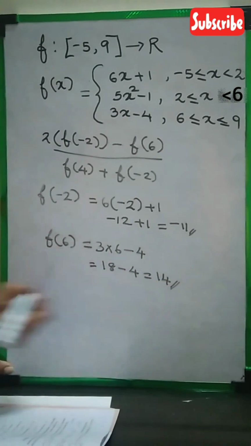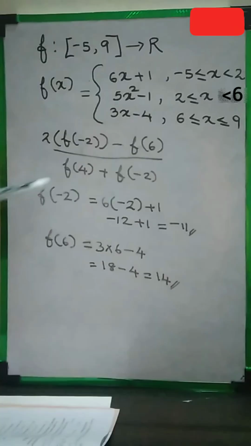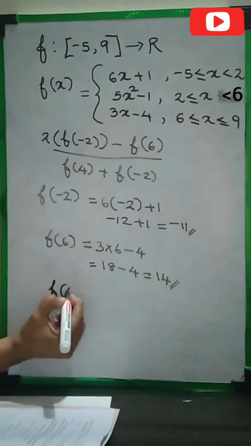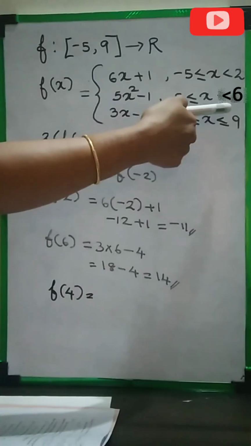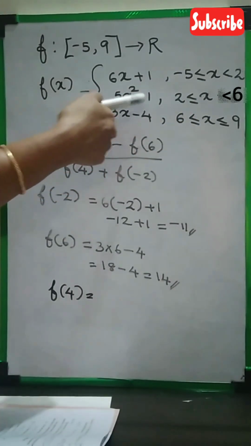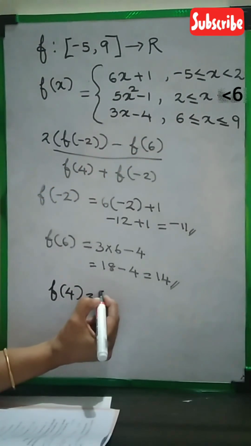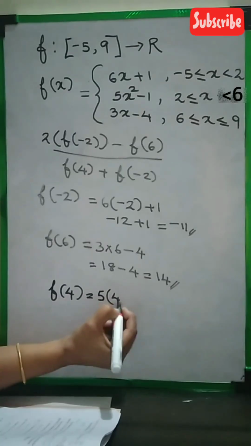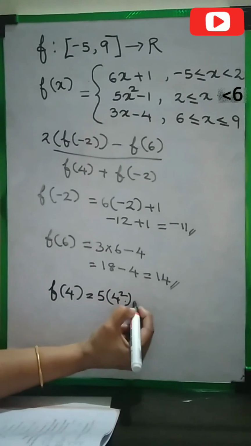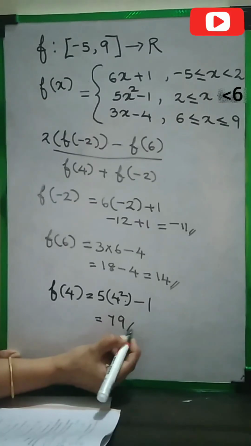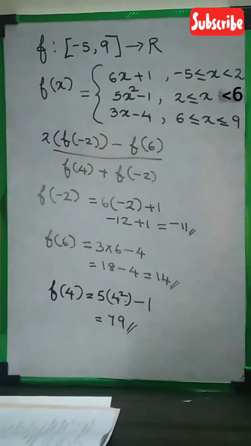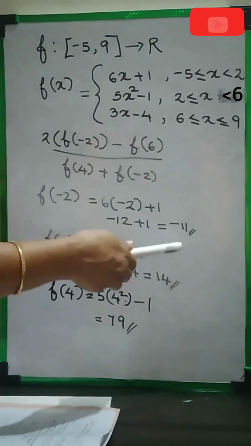Next, f of 4. 4 comes in the second category, 5x square minus 1. That is 5 into 4 square minus 1, which is equal to 79. So f of 4 is 79. Now the next one, f of minus 2, we have already solved here. f of minus 2 is minus 11.